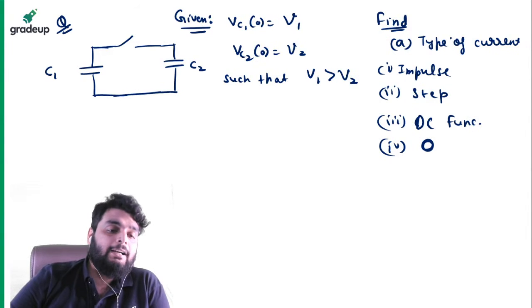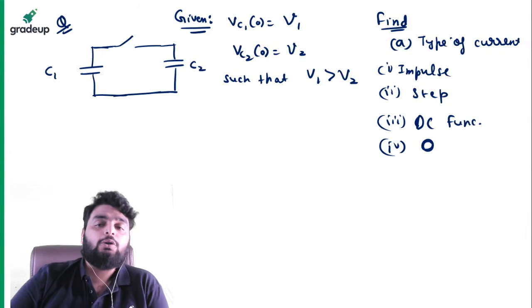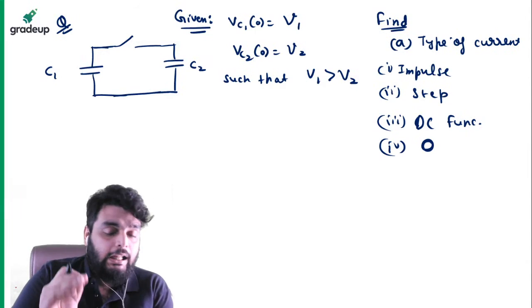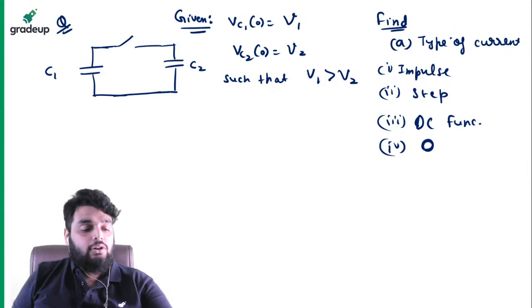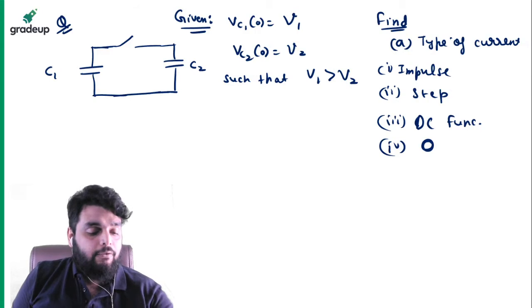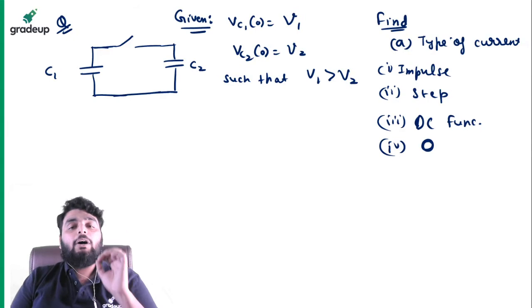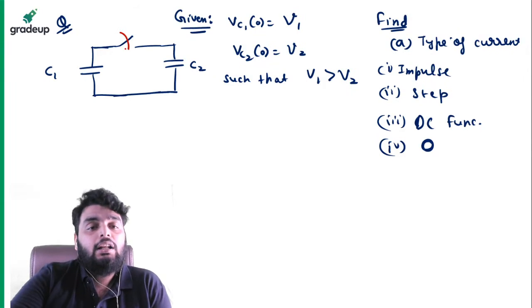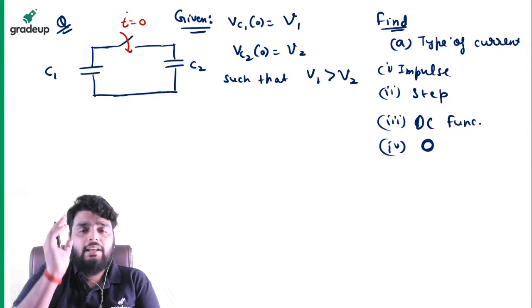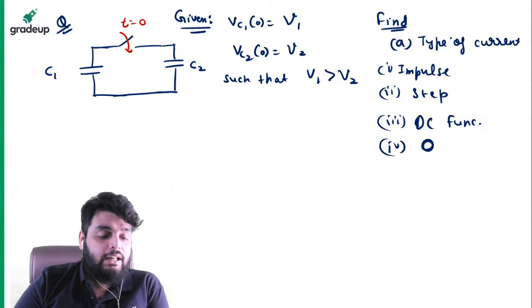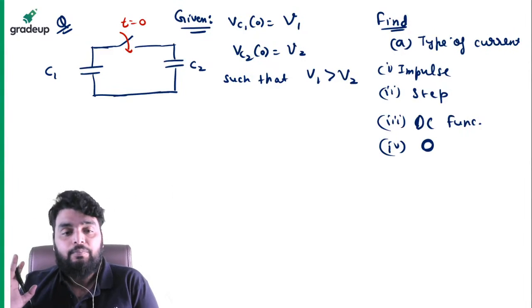Okay, so in the first part of this question, I need to find out the type of current. Now use your mind. Everyone use your mind and tell me what will be the answer for this question. The switch is closing at t equal to 0. Everyone think about it. I want the answer as well as some brief explanation.